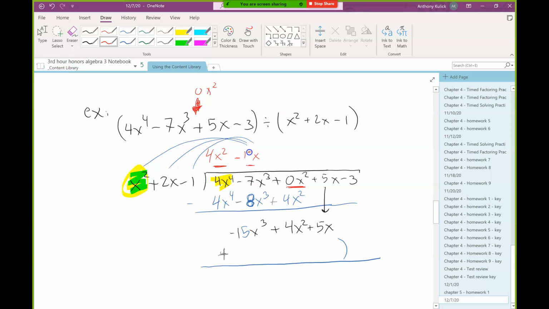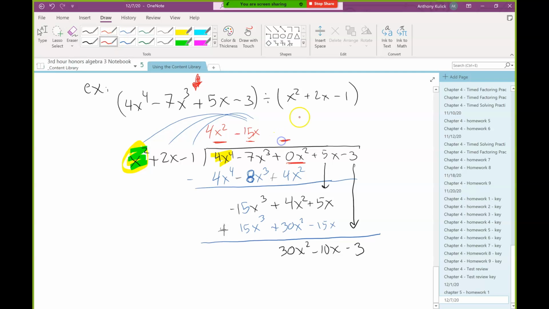So that should be a 15, huh? Okay. That's better. My apologies. Thank you, Mia. So we add those things down and then bring down my last term.